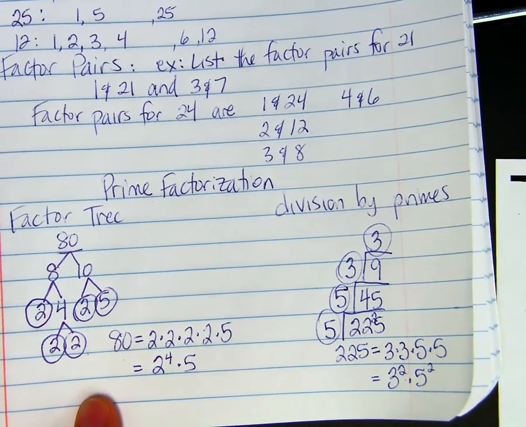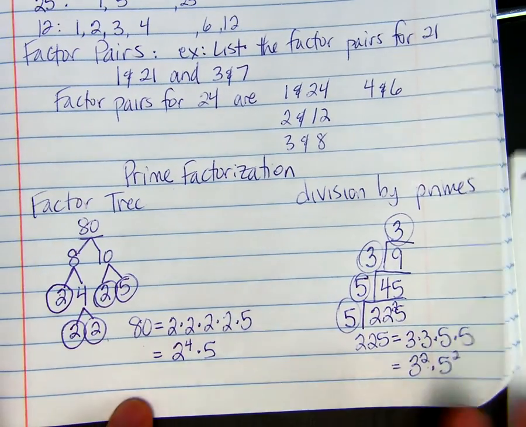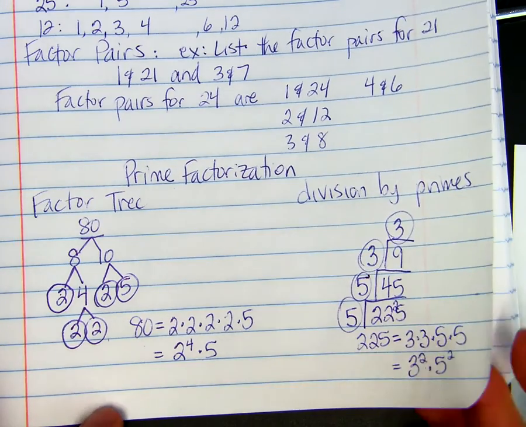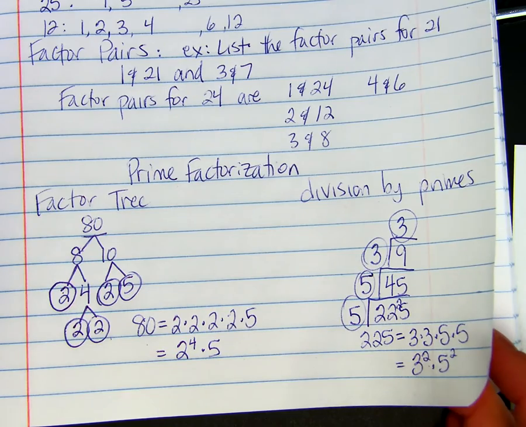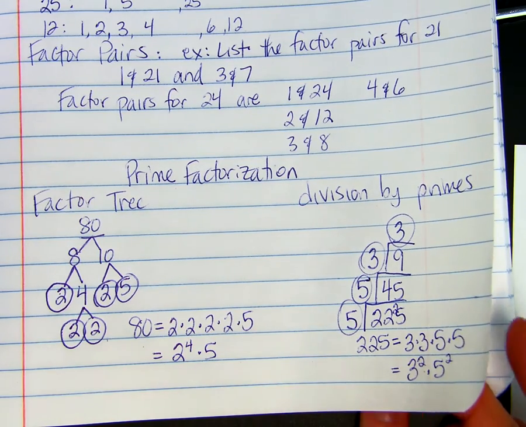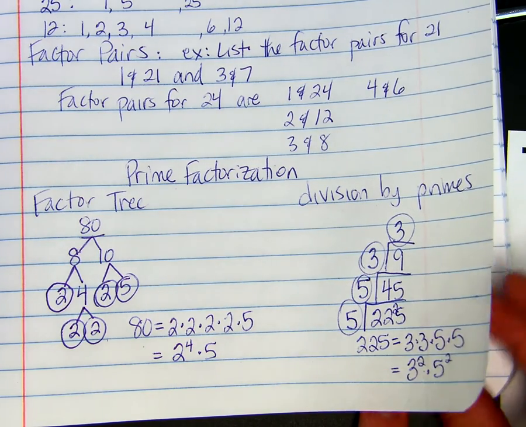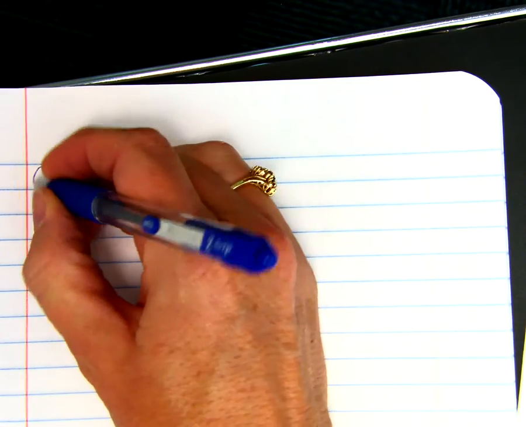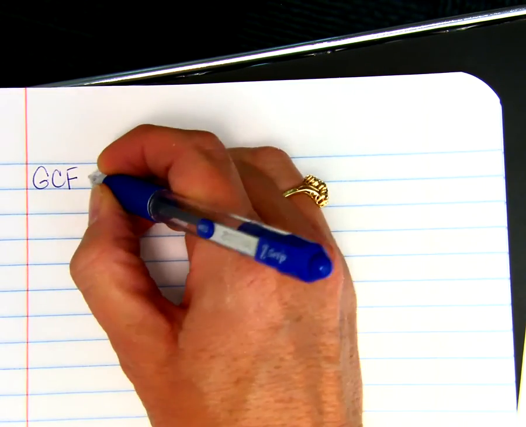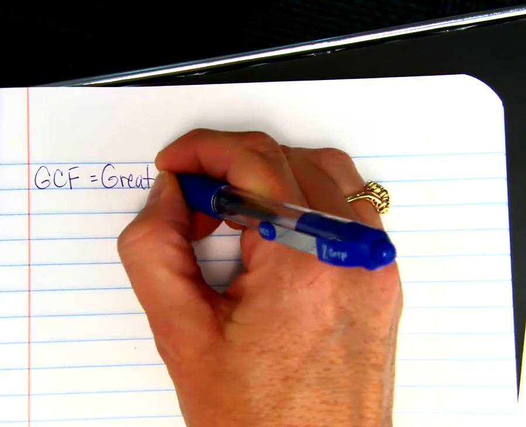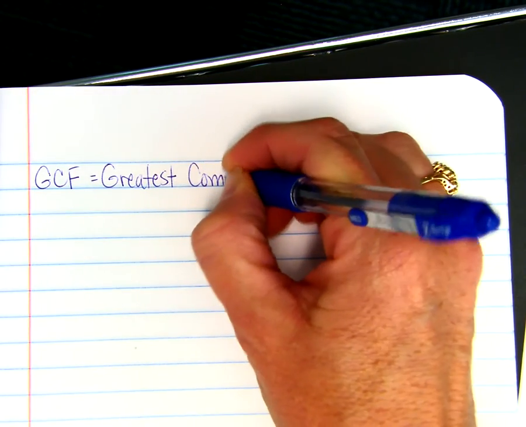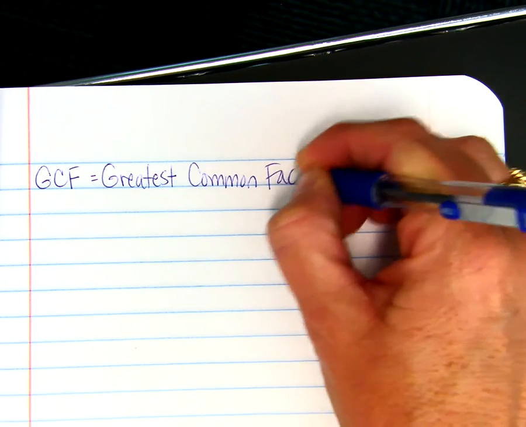Okay, and there's one more topic for our lesson, and it's the greatest common factor. So I'm going to give you the steps of how to find the greatest common factor, and then we'll do some examples and follow those steps. So, greatest common factor, we will usually use GCF to stand for greatest common factor.